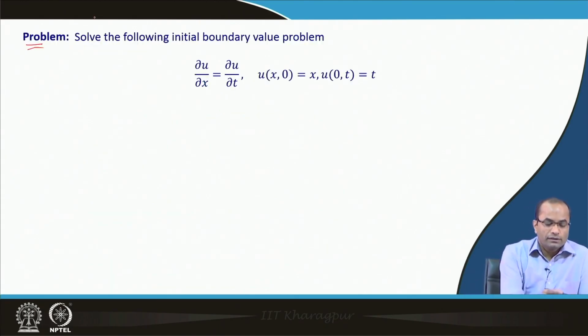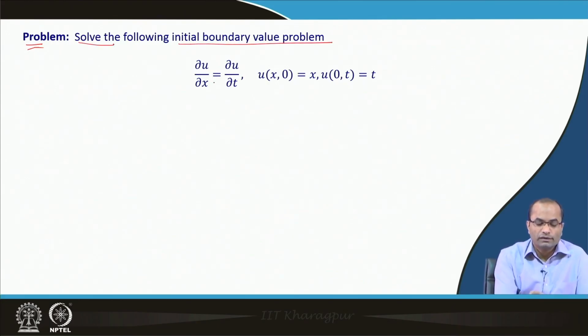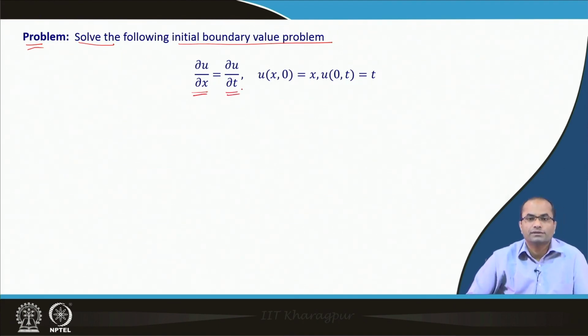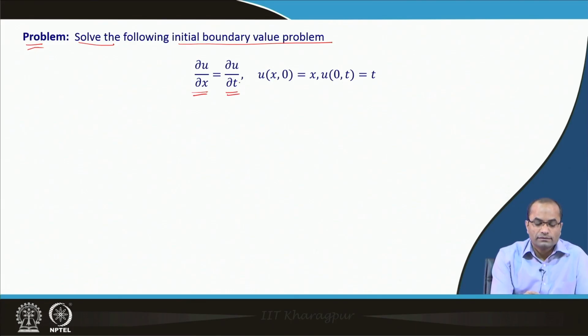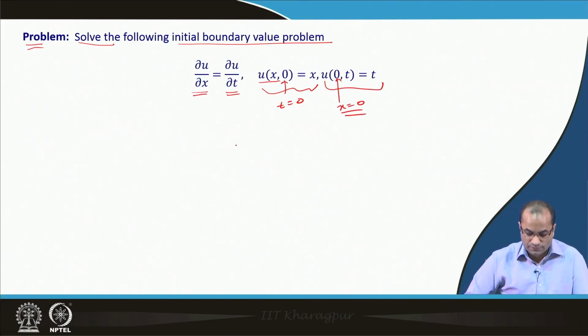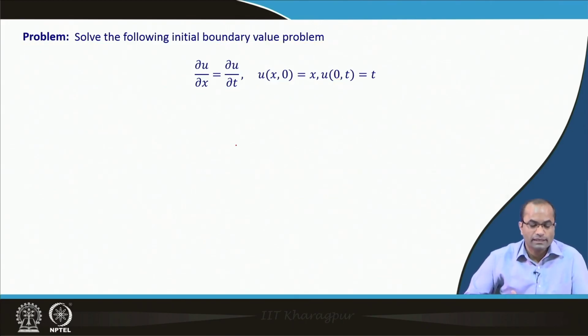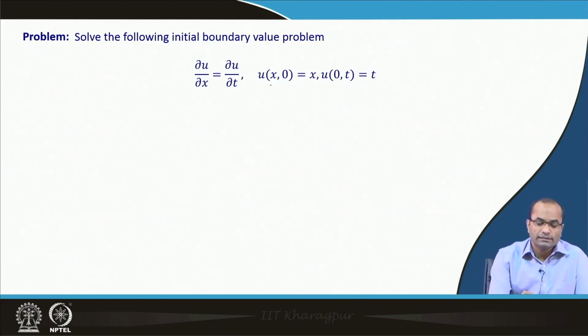So, we now have an example where we want to solve the following initial boundary value problem. We have ∂u/∂x equal to ∂u/∂t. This is a first order equation, and these are the conditions here. Normally u(x, 0) at t equal to 0 is called the initial condition, and then we have a boundary condition when we set x equal to 0.